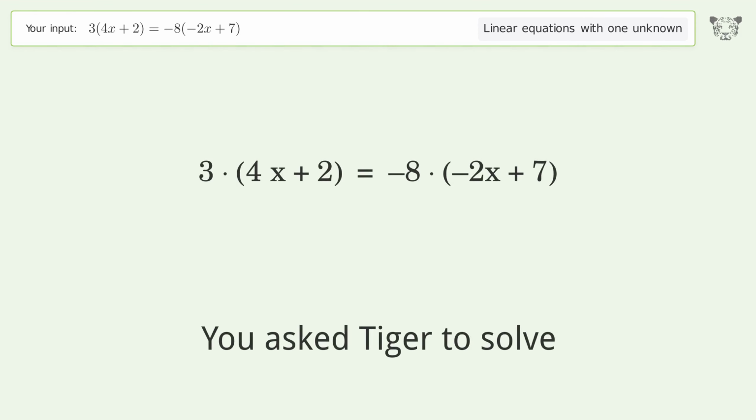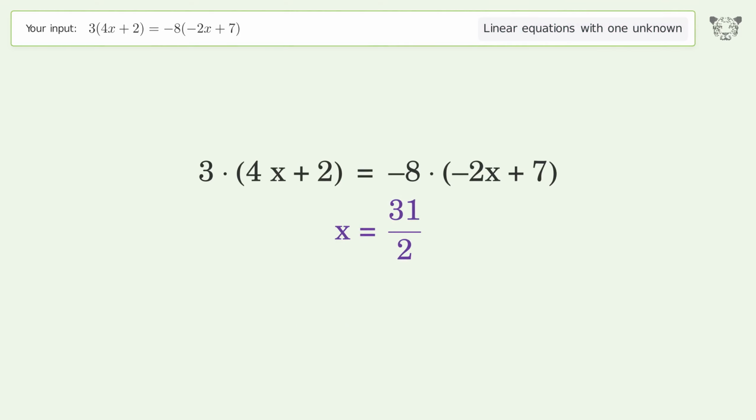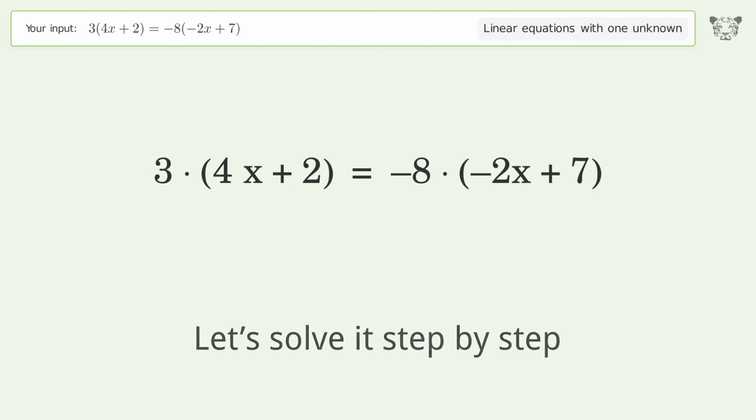You ask Tiger to solve. This deals with linear equations with one unknown. The final result is x equals 31/2. Let's solve it step by step.